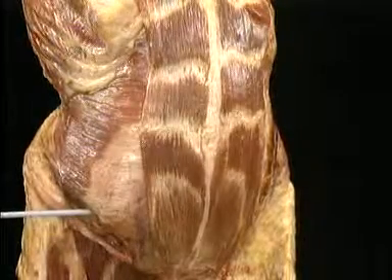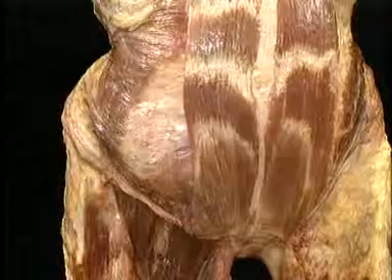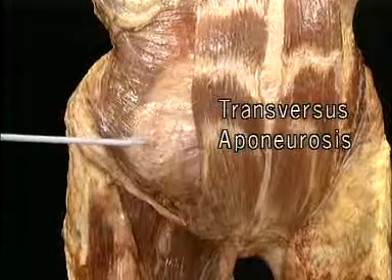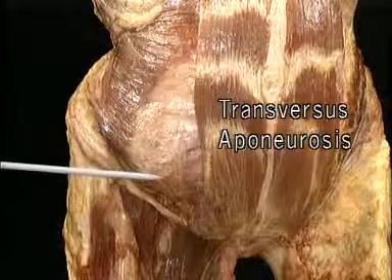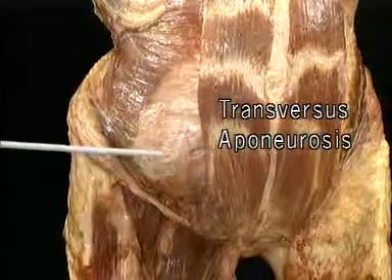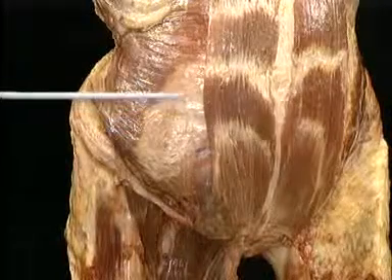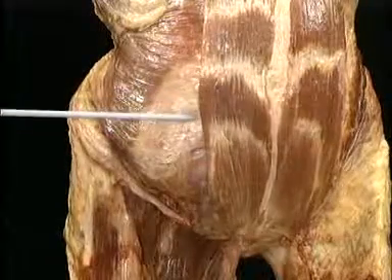Transversus has a short, free lower border. The muscle fibers of transversus end in this broad sheet of tendon, the transversus aponeurosis. The transversus aponeurosis fuses here with the aponeurosis of the overlying internal oblique muscle to form one aponeurotic layer.